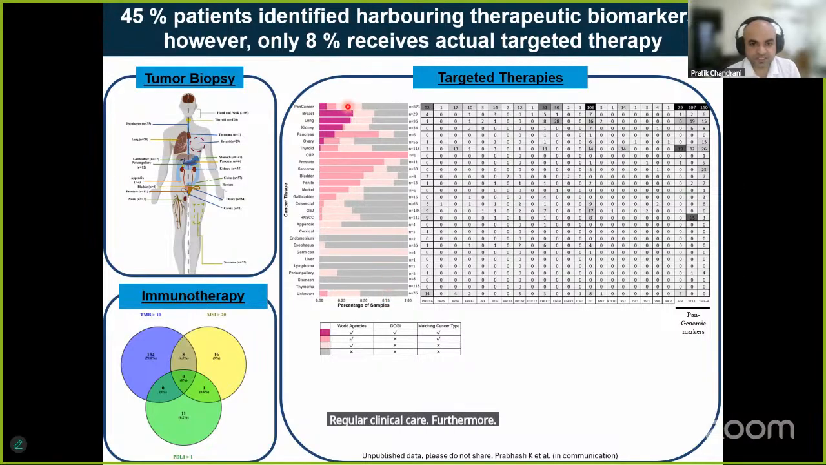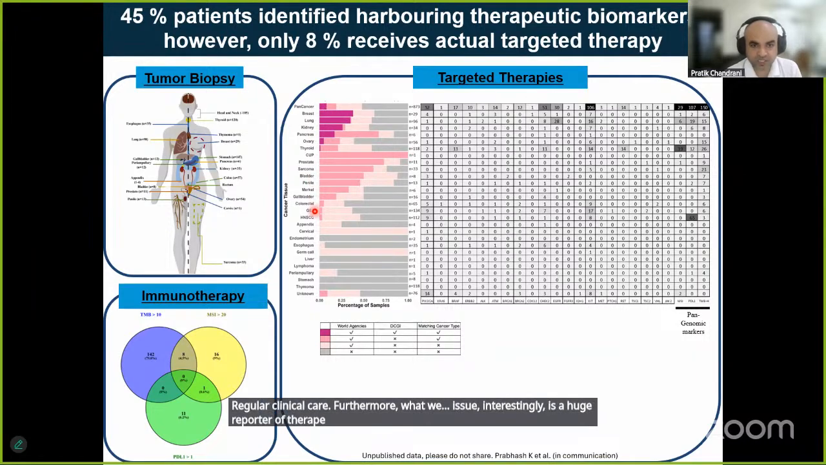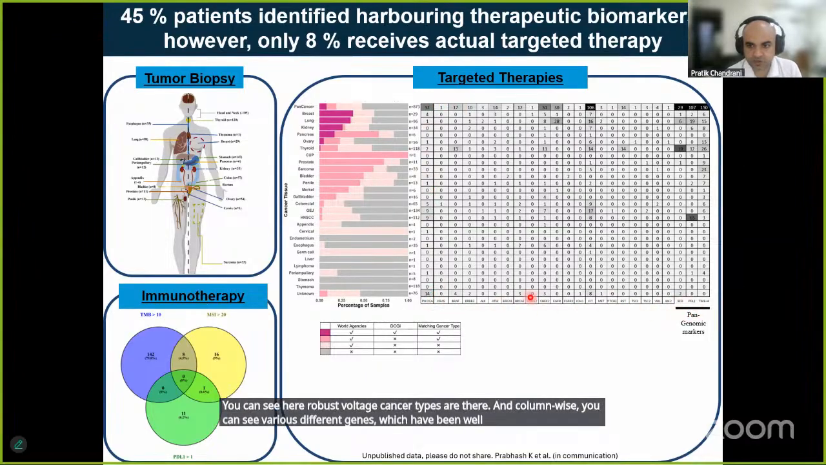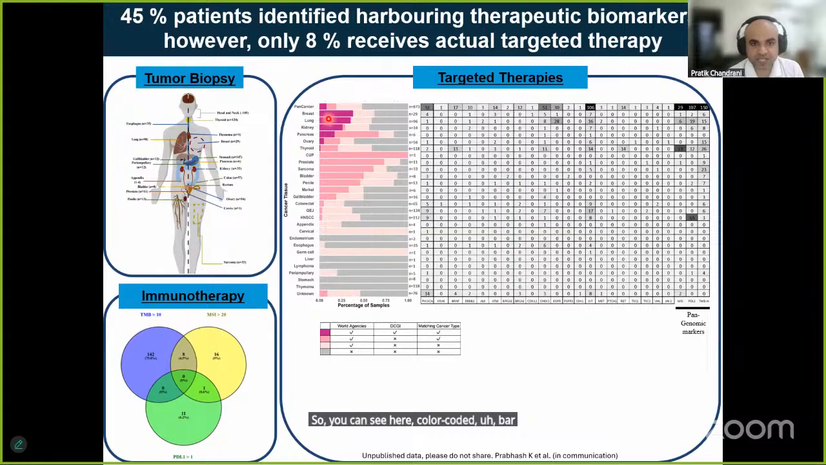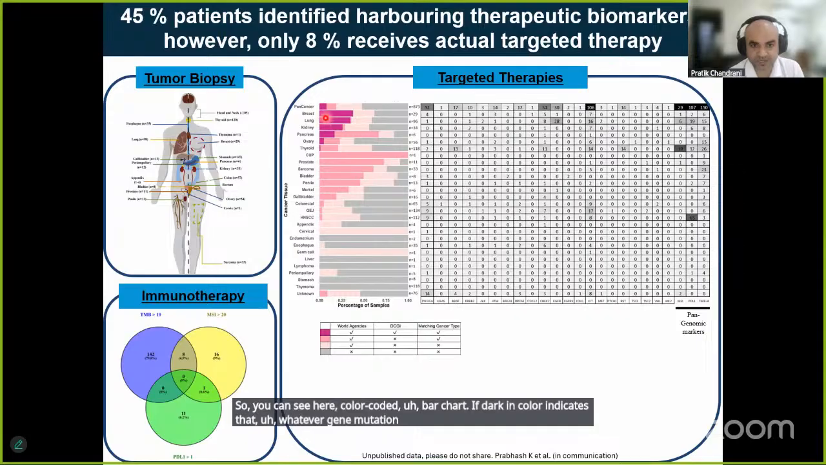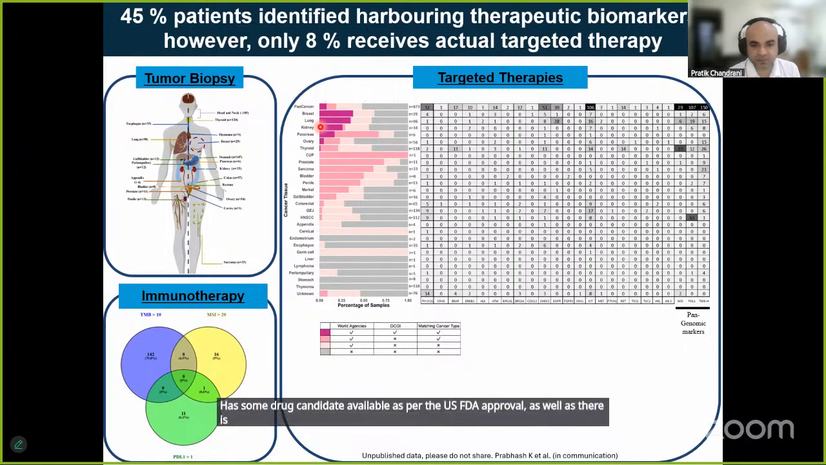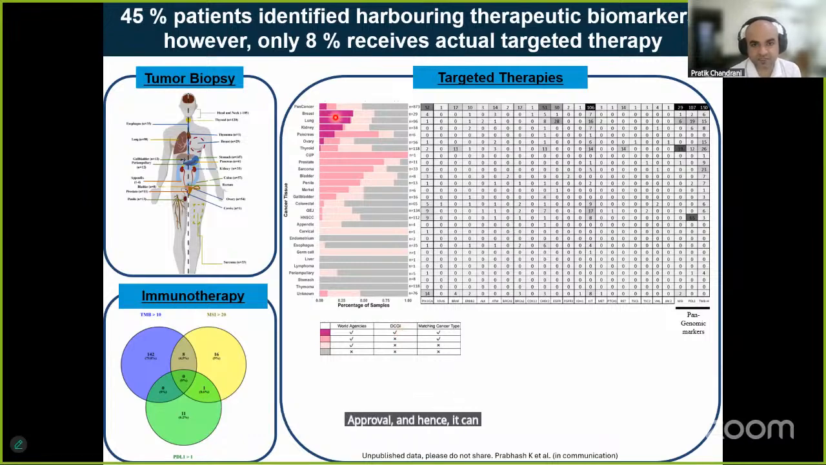Furthermore, what we see interestingly is a huge repertoire of therapeutic biomarkers. You can see here row-wise all these cancer types, and column-wise various different genes which have been well established in clinics or have some novel attrition. You can see here a color-coded bar chart. This dark pink color indicates that whatever gene mutation has been observed in Indian patients has a drug candidate available as per the US FDA approval, as well as a drug candidate available as per the Indian DCGI approval, and hence it can be directly given to the patient.